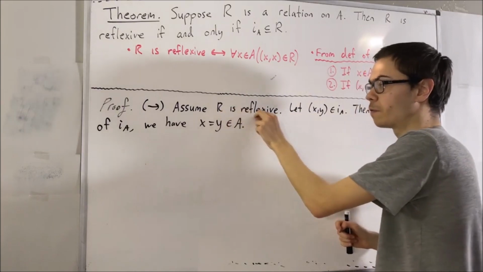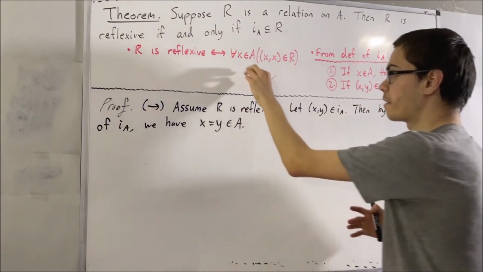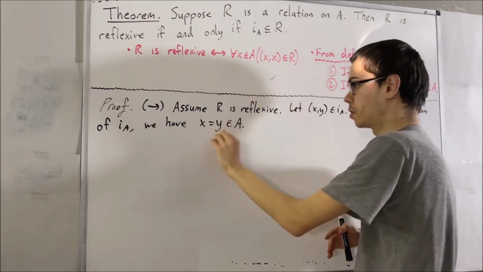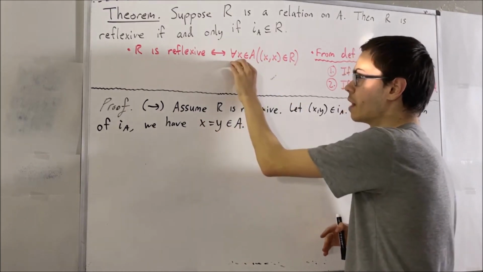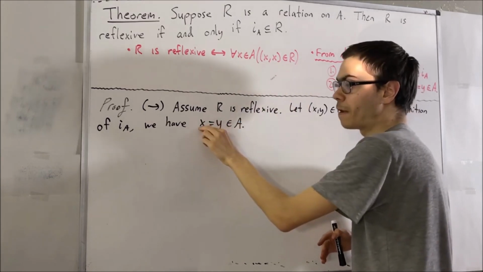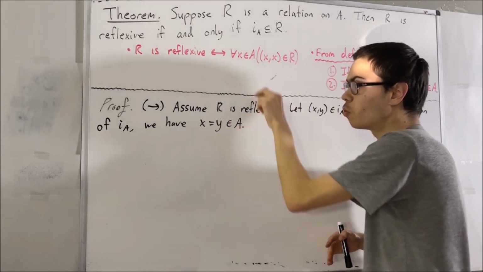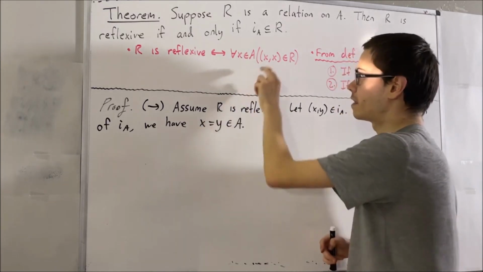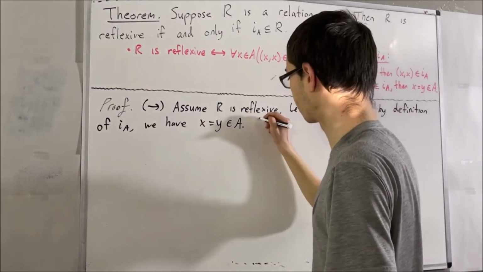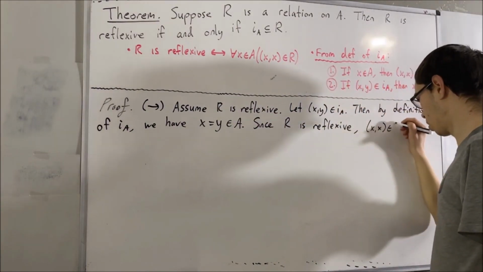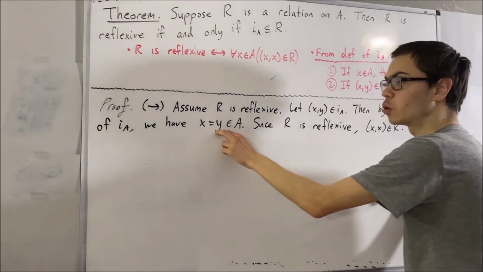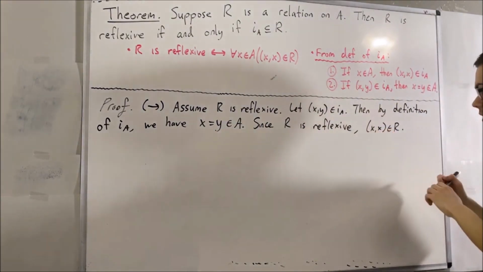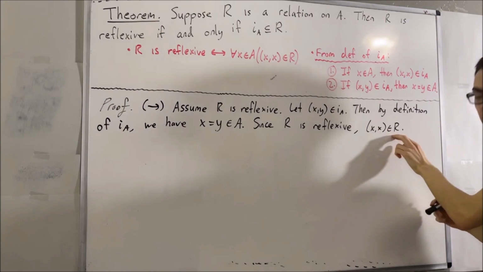But because R is reflexive, we know that for all elements x in A, x comma x is an element of R. So since x is an element of A, we know that this statement is true for the case of x in our proof. So we can replace the x here with x in our proof. So we have that x comma x is an element of R. But x is equal to y, so we can replace the second coordinate with y, and we get that x comma y is an element of R.